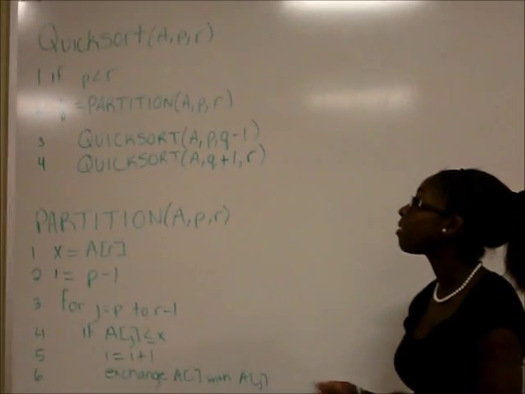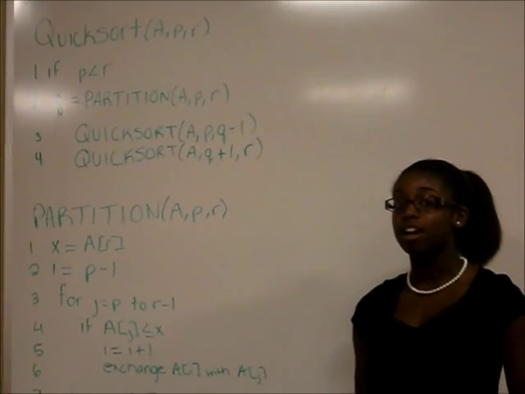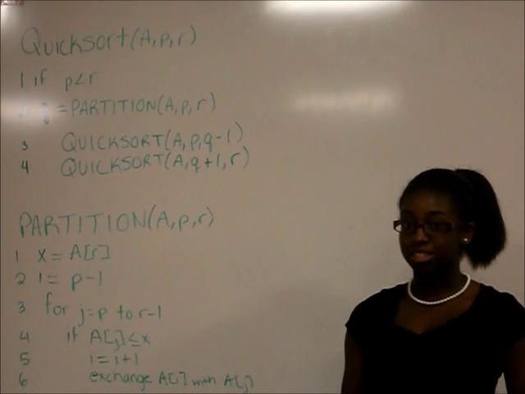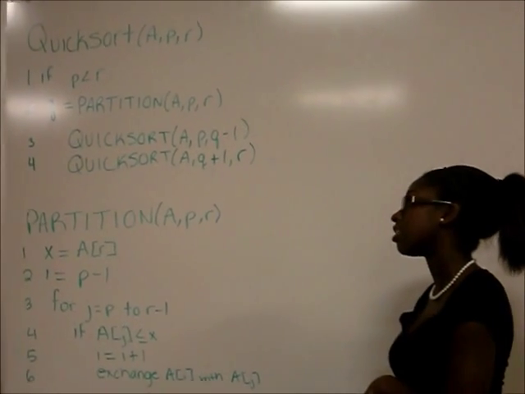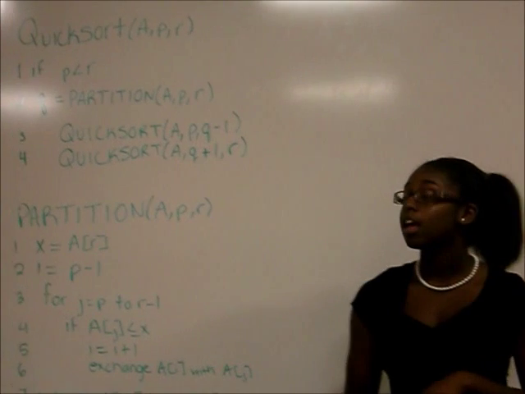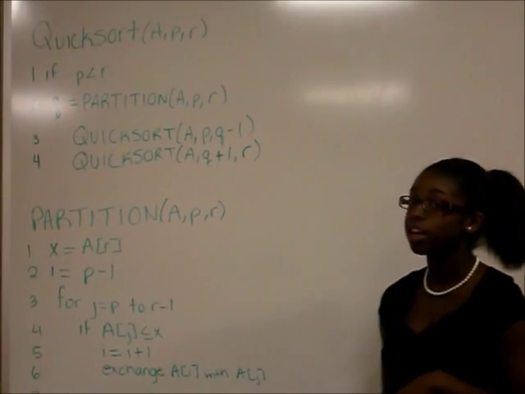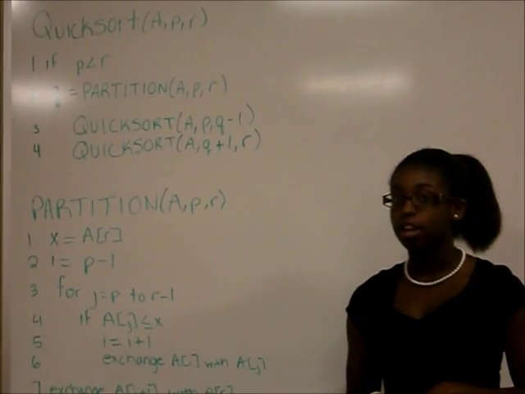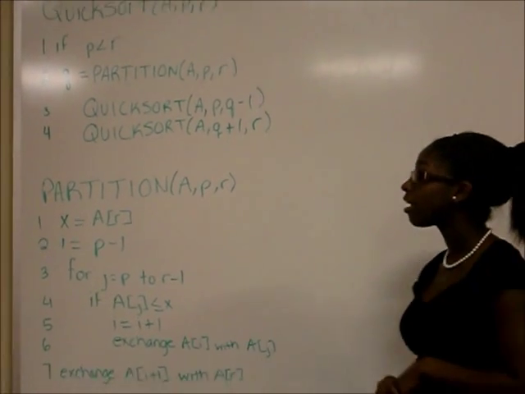The quicksort method passes in the parameters A, P, and R. A is the array, P is the first position of the array, and R is the last position of the array. The if statement, if P is less than R, ensures that P and R do not equal each other and that there is more than one element in the array.